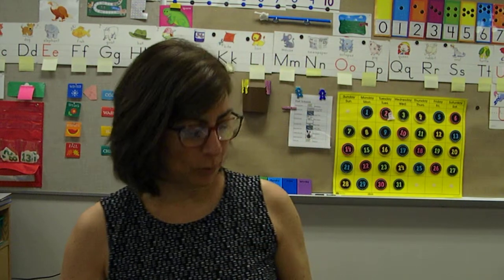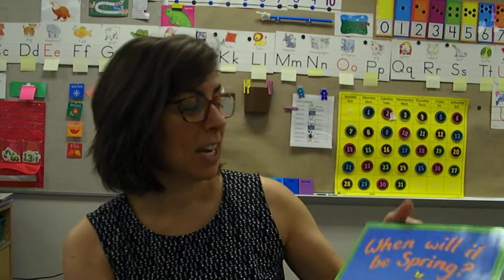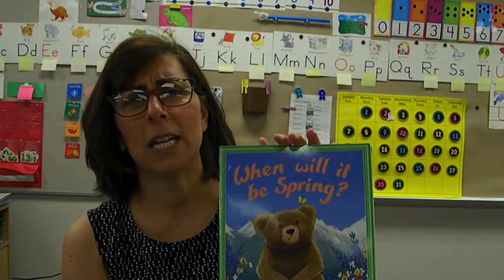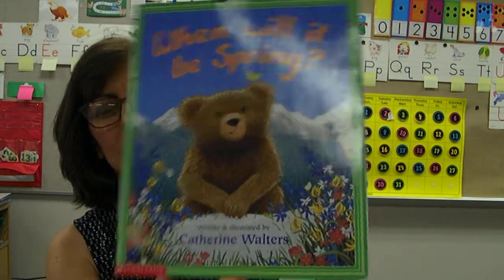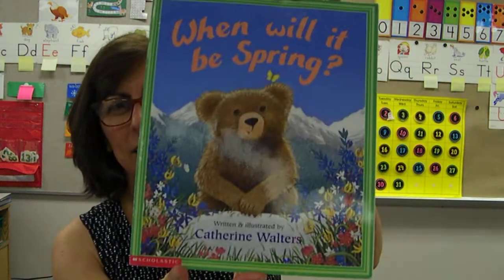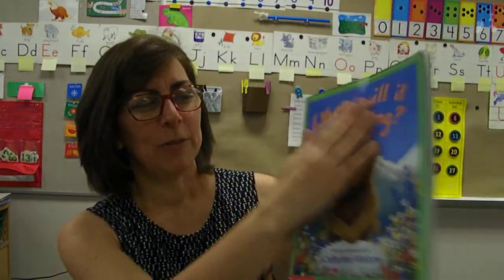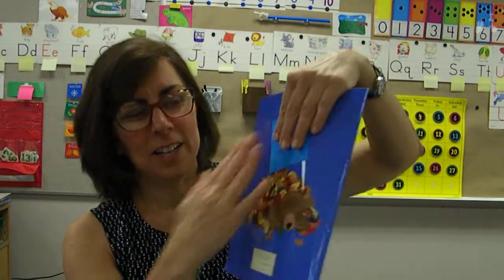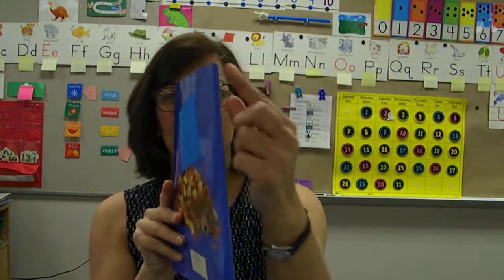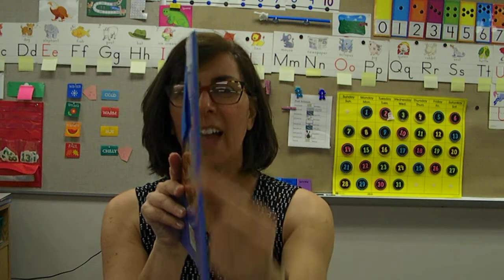The one book that we're going to read today, I think it's appropriate for us to be reading it right now. It says, "When Will It Be Spring?" Look at the cover. We have a nice little bear on the front. Front cover. Back cover. What's this called? I hear some of you, spine.